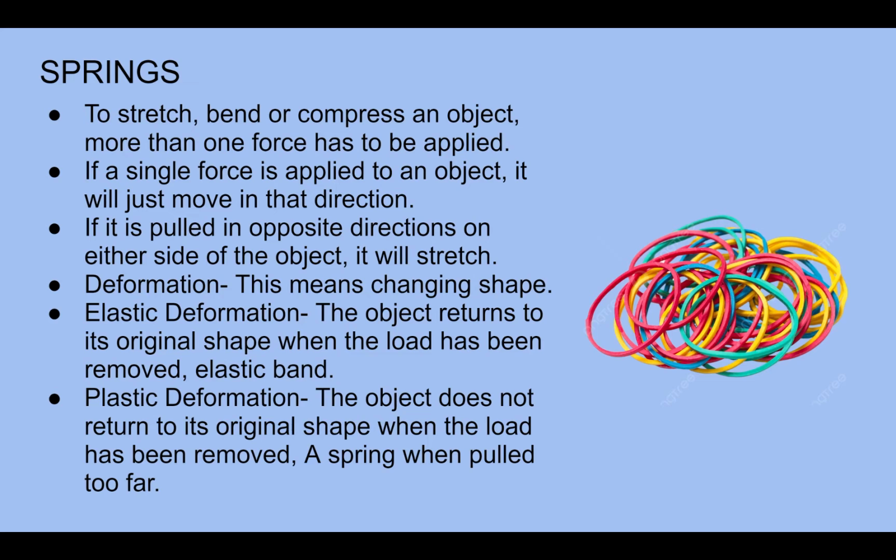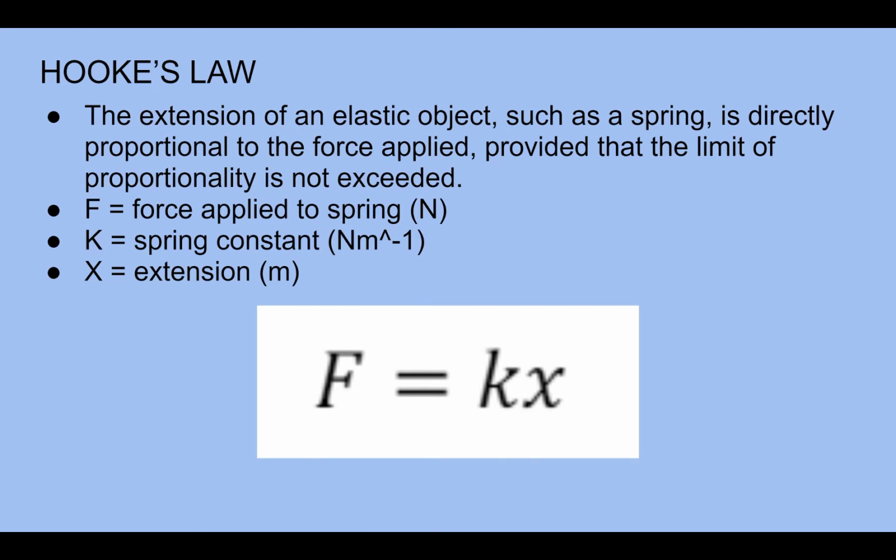Elastic deformation is when the object returns to its original shape when the load has been removed. For example, an elastic band. Plastic or inelastic deformation is when the object does not return to its original shape when the load has been removed. For example, a spring when pulled too far. If you've ever pulled the spring out of a pen and you've pulled it too far, it will just stay as it is and it won't spring back. So that is inelastic deformation.